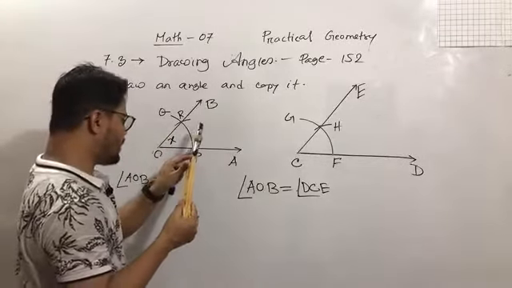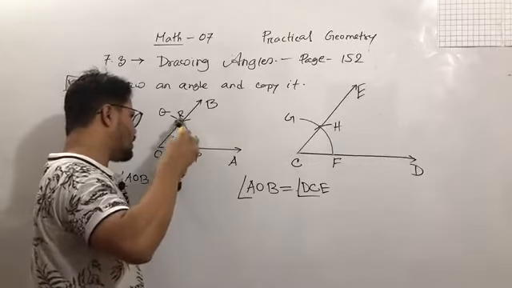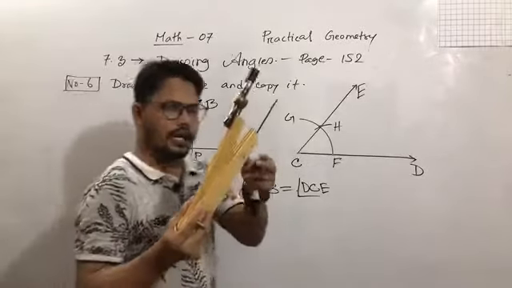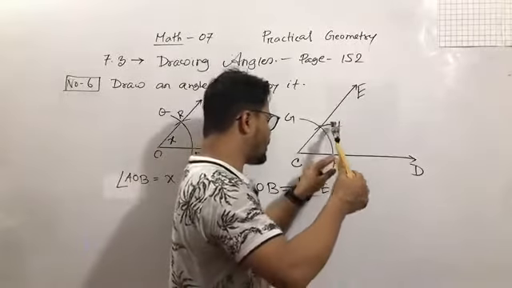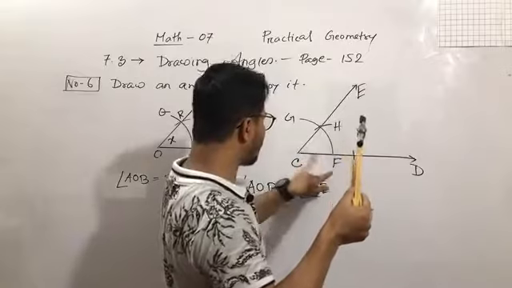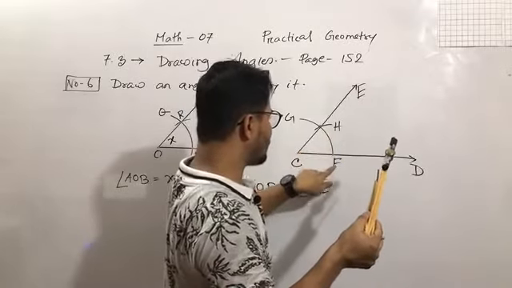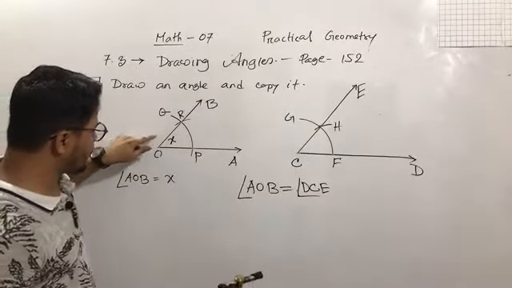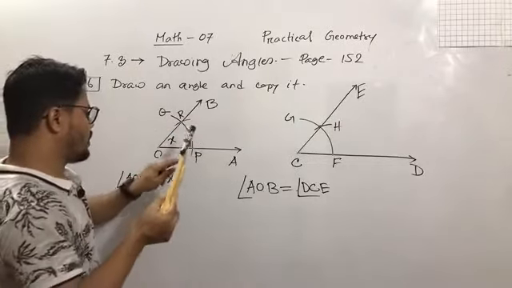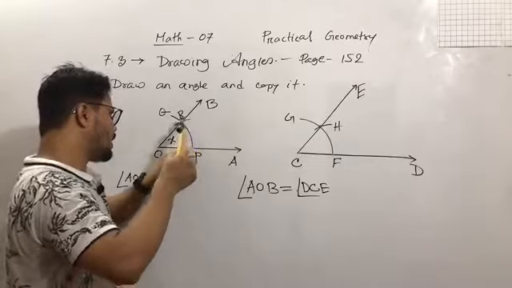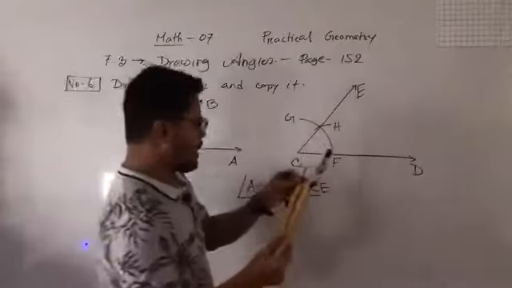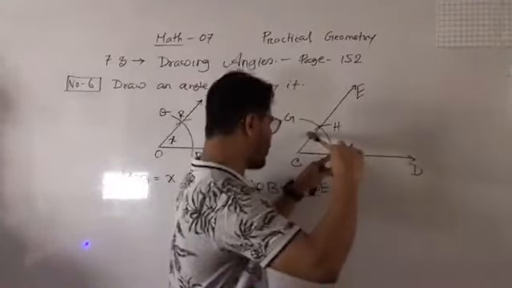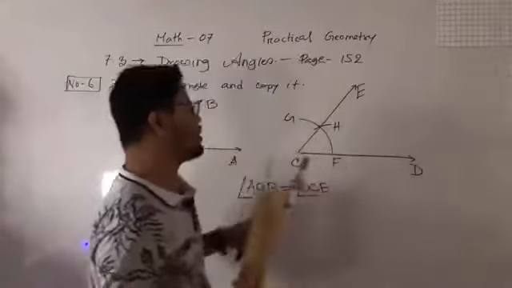Now, placing the pointer at P, taking the radius PR, and placing the pointer at F, taking the same radius, draw another arc FH on FG.